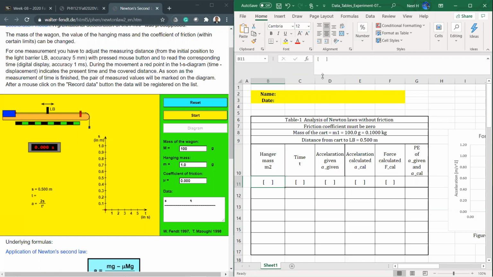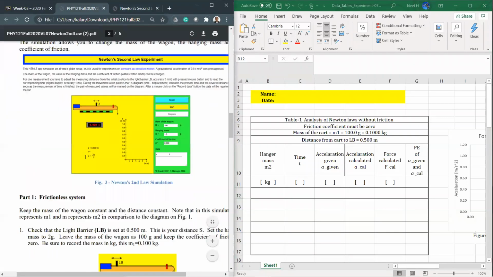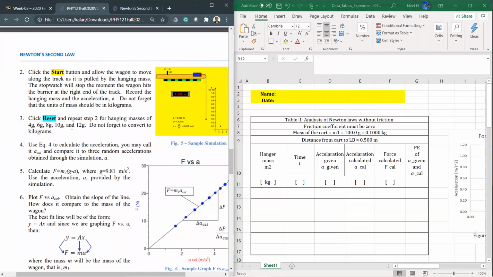What we're going to do is change the hanger mass in units of kilograms, and then check how the acceleration changes. We'll collect the acceleration first and then calculate the acceleration again by using Newton's laws. All right, so we're going to start with maybe 1 gram. That's good enough. I think it's moving with 1 gram. Or we can start maybe with 2 grams. Let me take a look at the suggested number to start with.